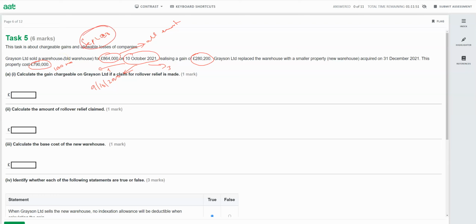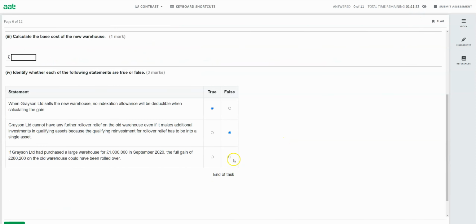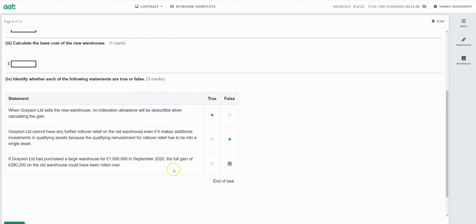And if it is more than 1 year, I will not be able to claim the rollover relief because it doesn't meet the condition. So you have to be very careful when you read this question. It looks like it is true, but actually it is not true. It is false because it is more than a year. So it's false. And that's our question number 5.